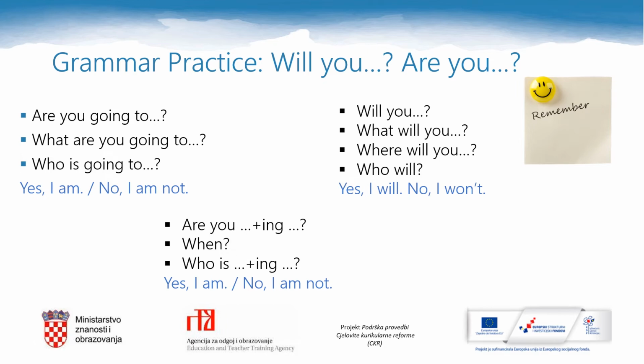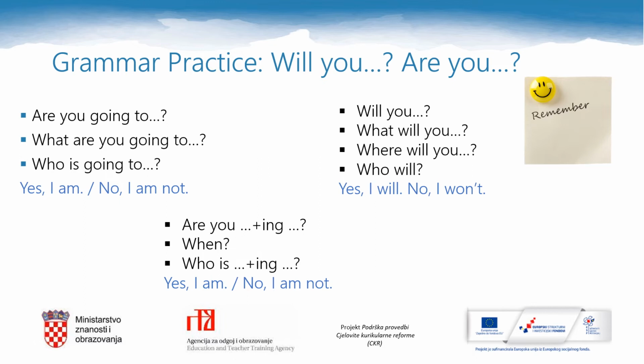If you're not sure about the form, you can copy these beginnings and these answers in your notebook. Then try asking questions using the simple future. Will you? What will you do? Where will you go? Who will be there? Of course, don't forget, if somebody asks you a closed question, you say, yes, I will. No, I won't. Copy a few examples in your notebook.